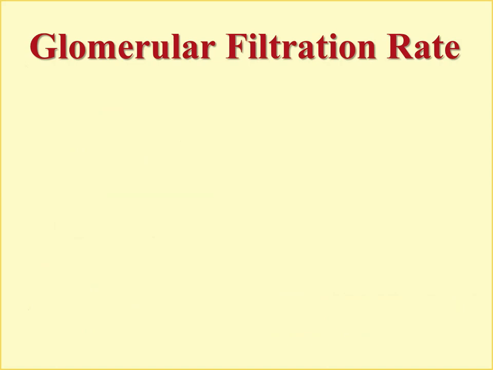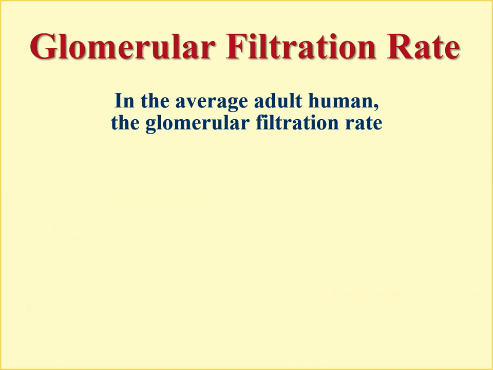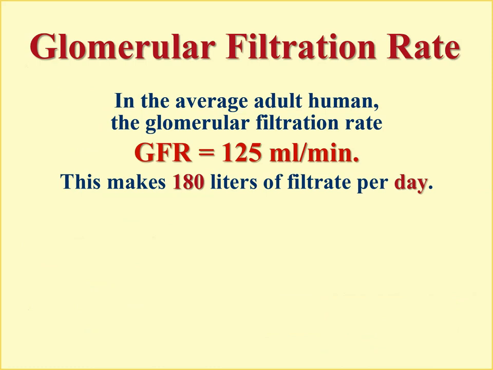Glomerular filtration rate. Glomerular filtration rate is approximately 125 milliliters per minute. It means that exactly this amount of blood plasma enters the Bowman's capsule. And if these minutes are recalculated into hours and finally into a day, it makes 180 liters of filtrate per day.